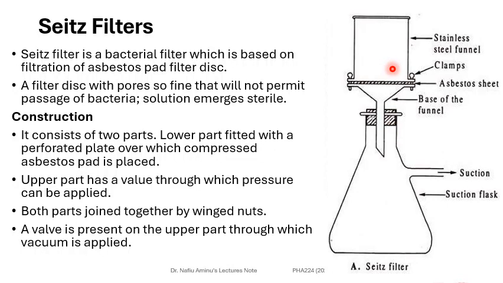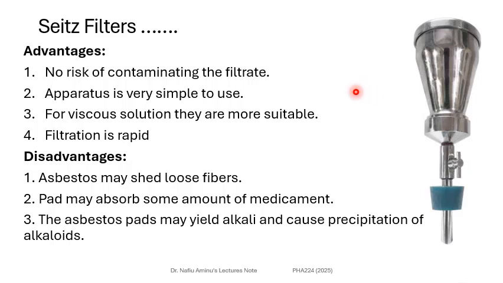This is how the system looks like, very similar to the sintered glass filter. It also has some advantages and disadvantages. One of the advantages of this filter is that it doesn't have risks of contaminating the filtrate, unlike the sintered glass filter that can alkalize, that can make the medium more alkaline. So this one is actually neutral. It doesn't have that disadvantage. The apparatus is very simple to use. For viscous solutions, they are more suitable, meaning it can be utilized to process viscous solutions.